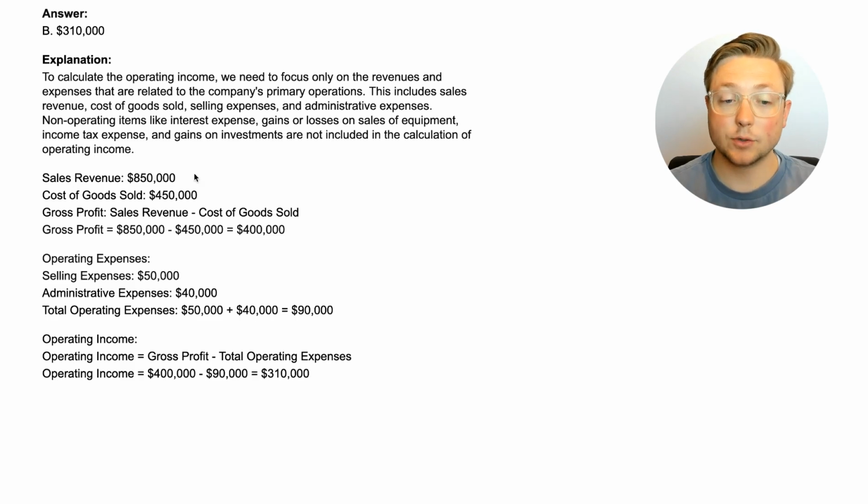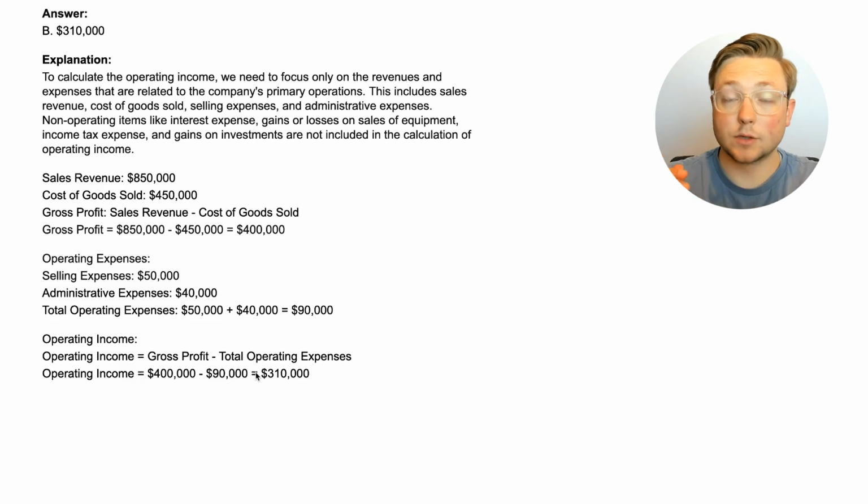So we take the sales revenue less the COGS, the cost of goods sold, and that gives you the gross profit, and that equals $400,000 in this case. And then you take the operating expenses, which in this case is the selling expenses plus the administrative expenses, and that gives you $90,000 of operating expenses. So you subtract those from the gross profit, and that gives you the operating income.